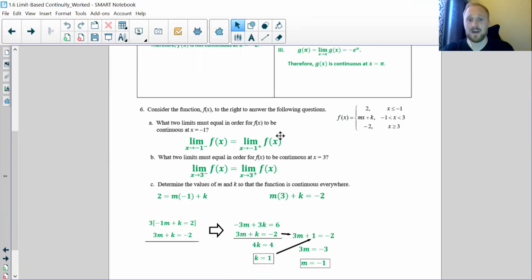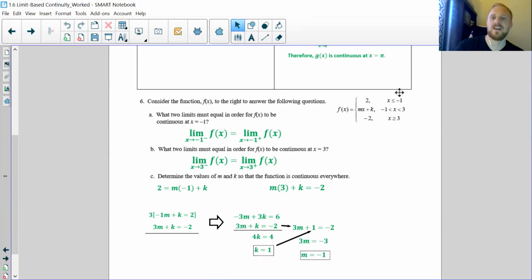Now 6 is applying the same three-part definition of continuity, but this time finding our missing values of m and k. So you'll notice here that we have to set the limit from the left equal to the limit from the right. So we set 2 equal to mx plus k, and then we set mx plus k equal to -2, because those values have to be the same in order for it to be defined at that value. It must hold true at -1. Well, then we also have to do that for x equaling 3. So we have to show that the limit exists from both of these. If we set 2 equal to mx plus k, and we set mx plus k equal to -2, we have a system of equations where we can solve for m and k.